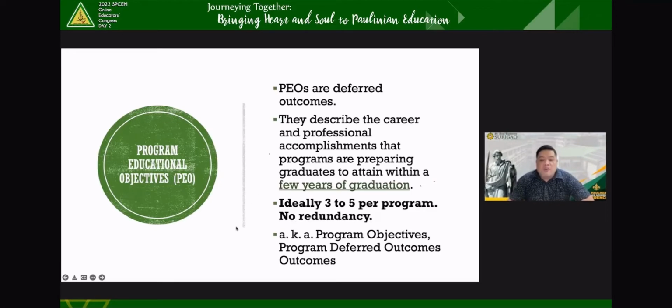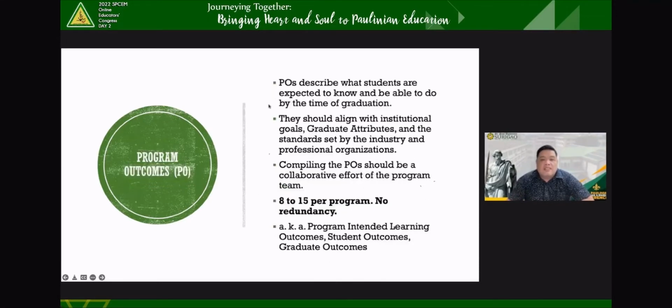Okay, for the program outcomes, this describes what students are expected to know and be able to do by the time of graduation. They should align with institutional goals like graduate attributes or the life performance outcomes, and the standards set by the industry and professional organizations. Compiling the POs should be a collaborative effort of the program team led by the dean. We are also setting this as statements from 8 to 15 per program and no redundancy.